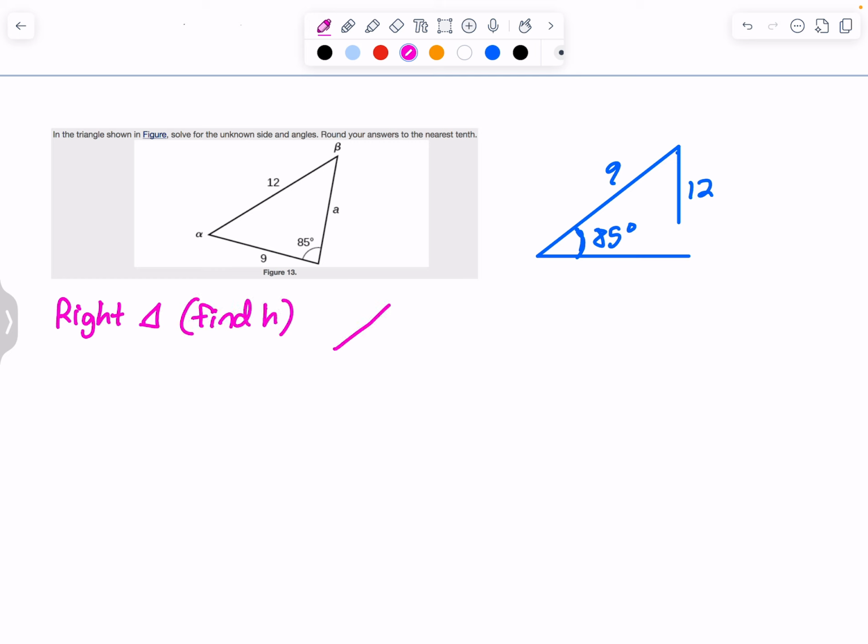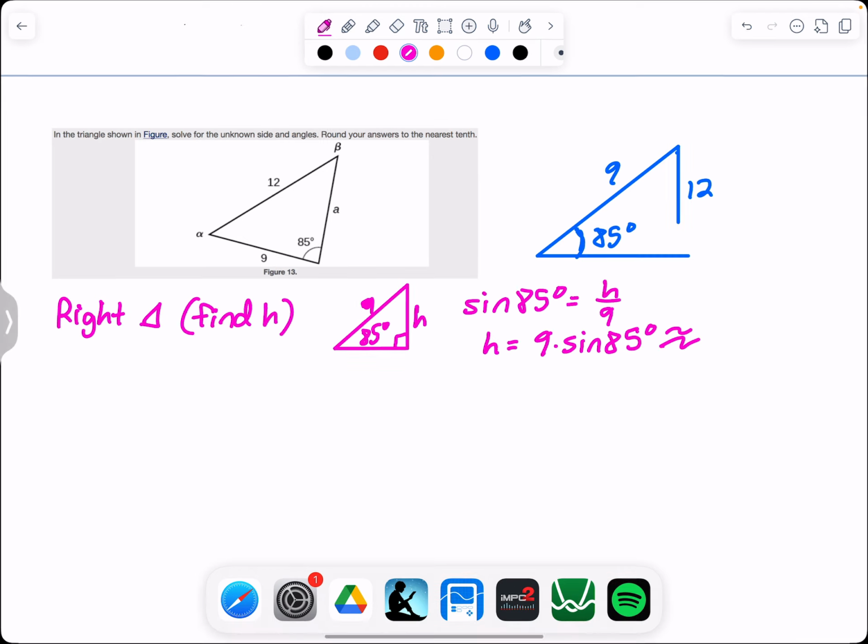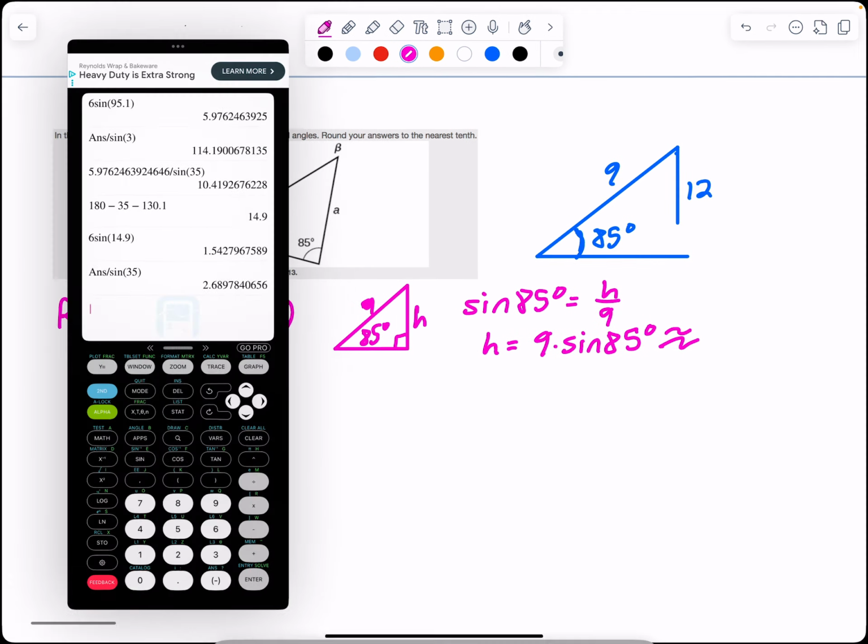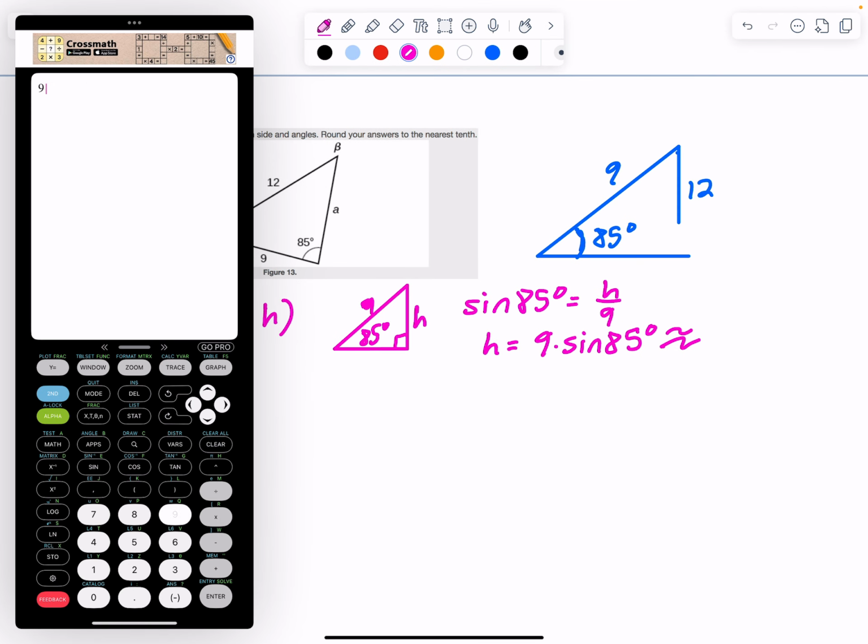So let's find H. That's what we're doing here. All right, so if I do a right triangle, best right triangle I can, probably could do better, but it's okay. And I got 85 degrees here and a 9, and we want to find this H. So that's going to be sine of 85 degrees equals H over 9. If I solve for H, I'm just multiplying both sides by 9. I get that. So let's figure out what H is. All right, so H is going to be 9 sine 85. So I got an 8.9.